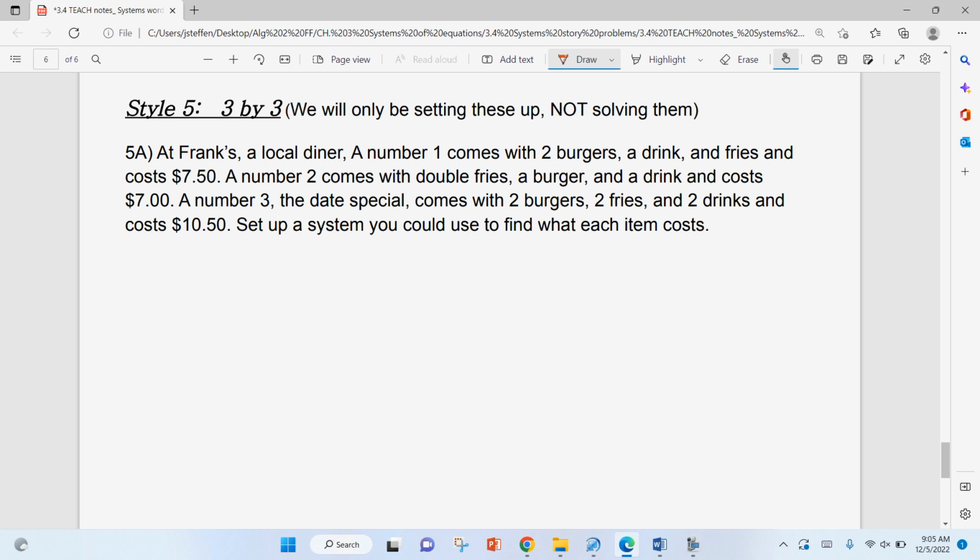Now, the other thing is, as you can imagine, I put this as style 5 just to fit in with our notes. But with a 3x3, you can do any type of style. Any of those 4, you could do with 3 equations and 3 variables. There's probably even more options. However, this is probably what I'm going to do mostly with you guys, and I'll talk to you once I'm done.